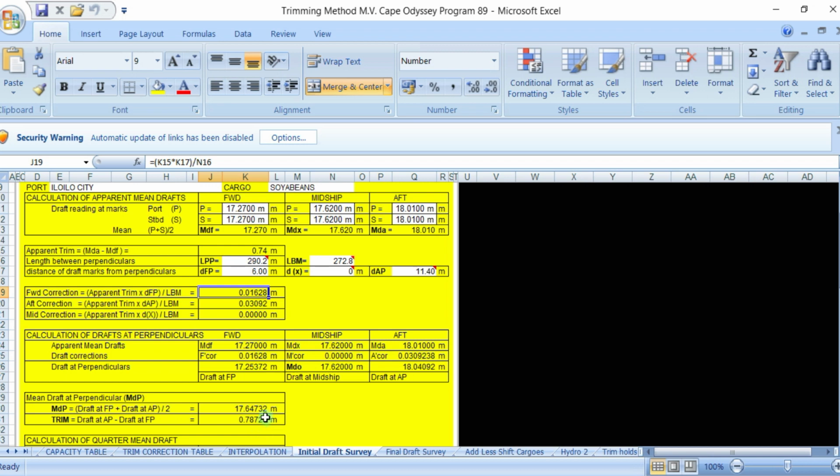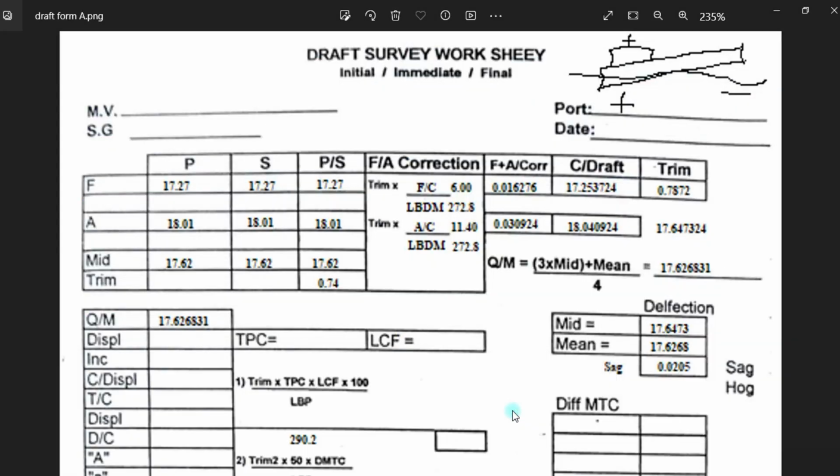Okay, and the mid draft, 17.6473. That will be this one, the mean draft. How to get the mean draft? You add the forward draft plus your aft draft, divide by 2. This will be your mean draft, 17.647324, which is this one.